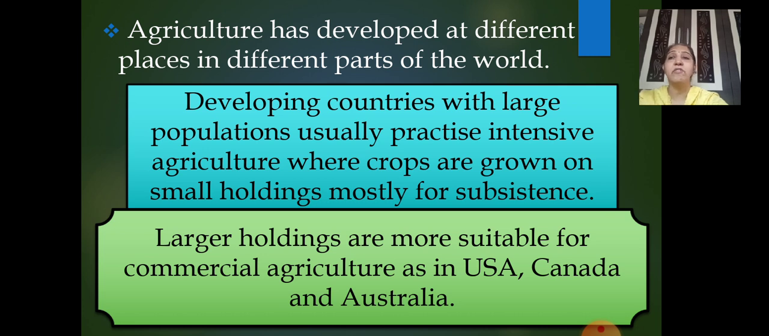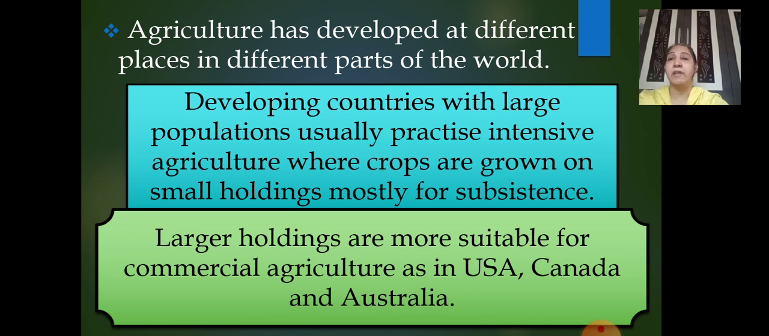Where crops are grown on small holdings, mostly for subsistence, that is, the farmer wants to meet his family's needs. That is intensive agriculture, right? He does that farming especially to meet the family's needs. This is done in the developing countries, whereas larger holdings are more suitable for commercial agriculture. Larger holdings means where the land size is much larger. The countries which have larger land size can use commercial agriculture, and you all know the meaning of commercial very well, that is, for earning profit.